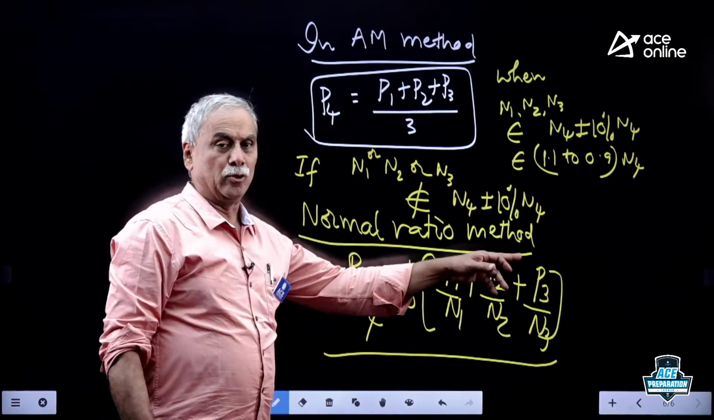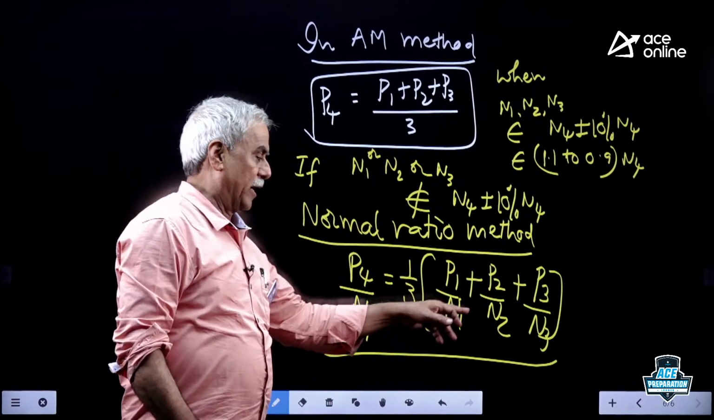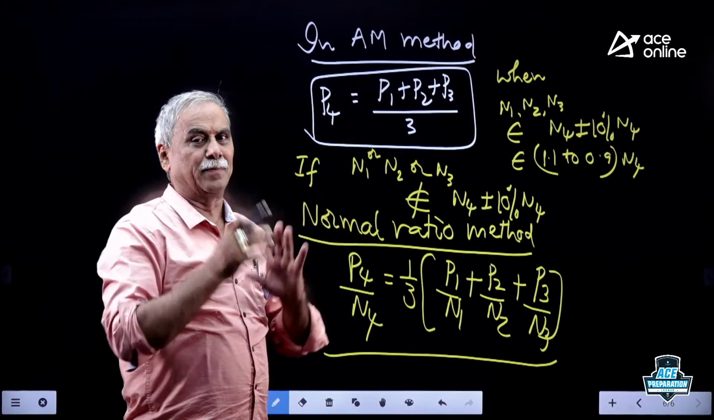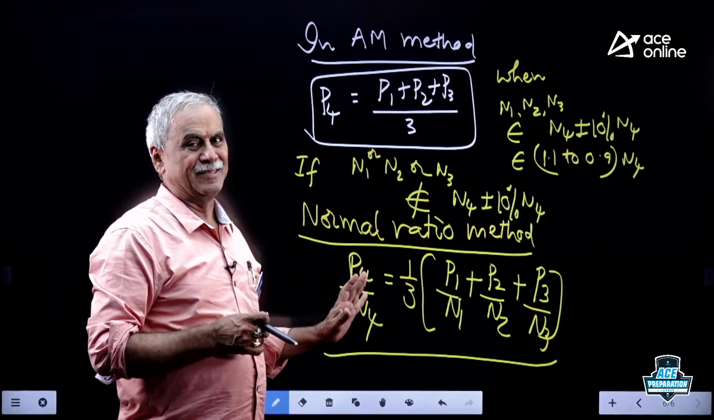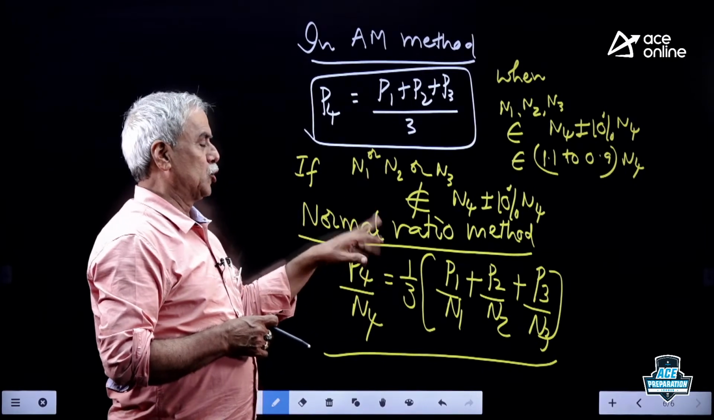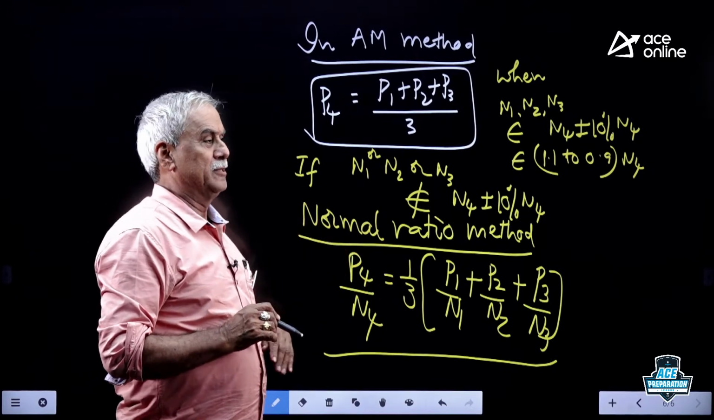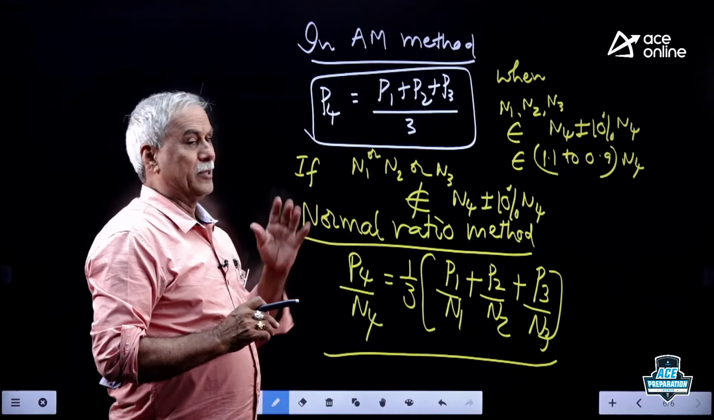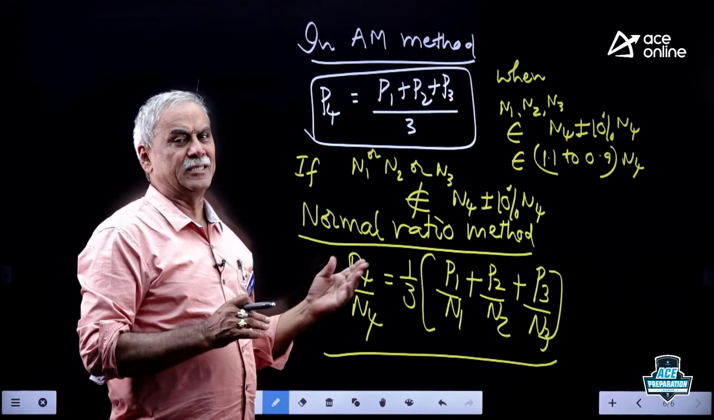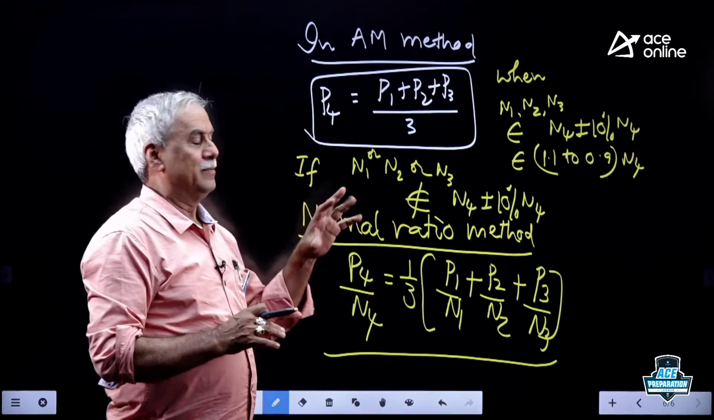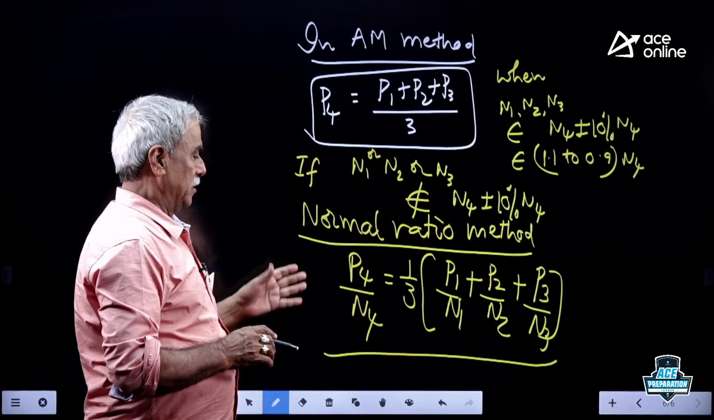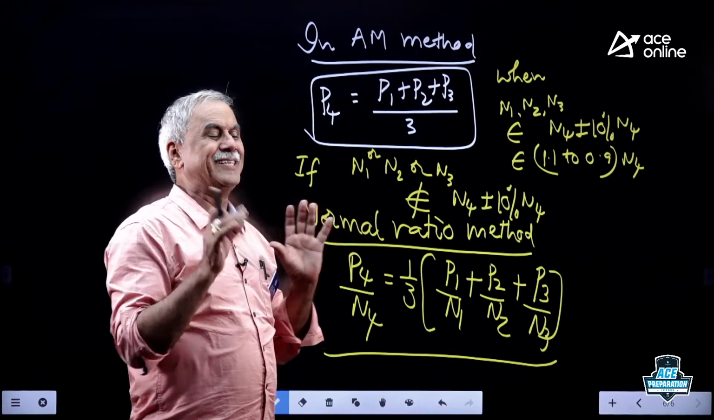We know P1, P2, P3. We know N1, N2, N3, N4. P4 value can easily be obtained from this. This formula is also very, very important. Three or four times in different competitive examinations of different standards, questions have appeared in this particular subtopic. And the principle is also very easy.